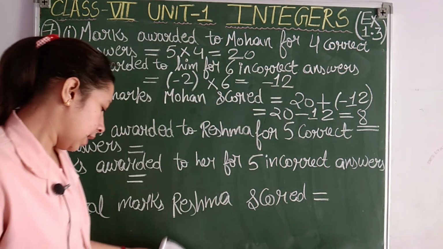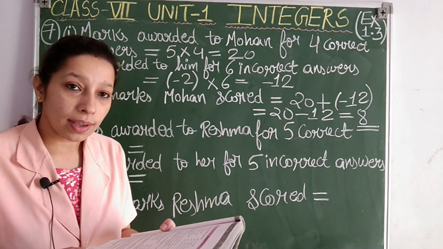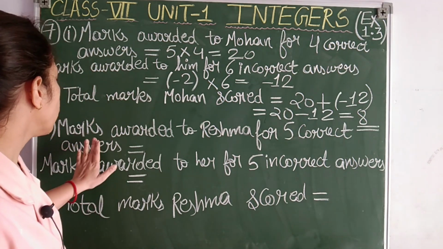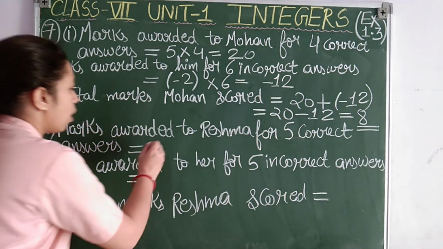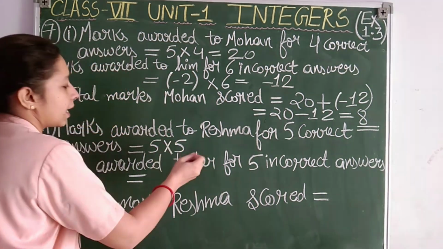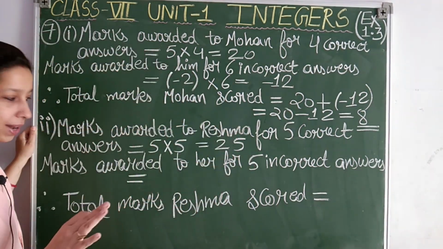Second point for this. Reshma gets 5 correct answers and 5 incorrect answers. What is her score? No problem, we will calculate. So marks awarded to Reshma for 5 correct answers. For one correct answer she will get 5. She has done 5 correct answers, so 5 fives are 25. She got 25 marks for 5 correct answers.